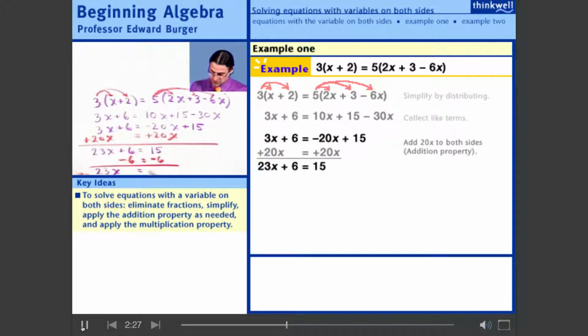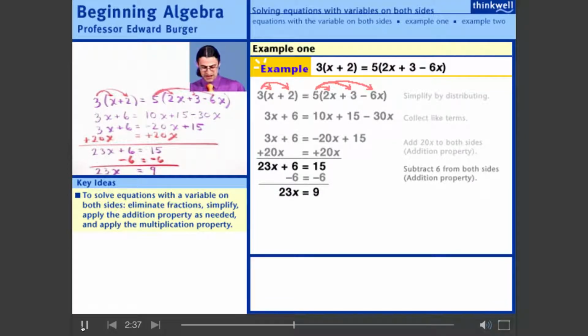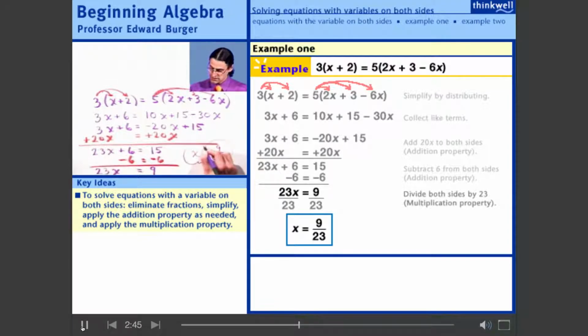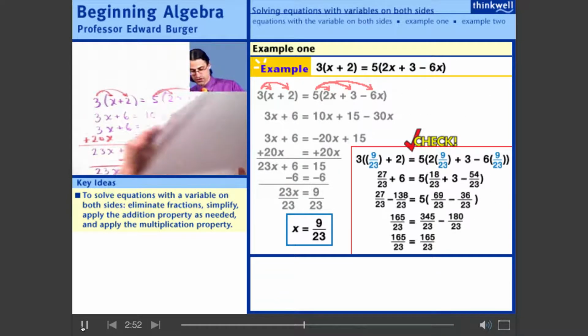23x equals, and here I have 15 minus 6, which is 9. So if you want to now solve for x, I divide both sides by 23, and I see x equals 9 divided by 23. And again, you might enjoy checking by plugging that back in and verifying that, in fact, you get the same answer. I'll leave that to you to try.